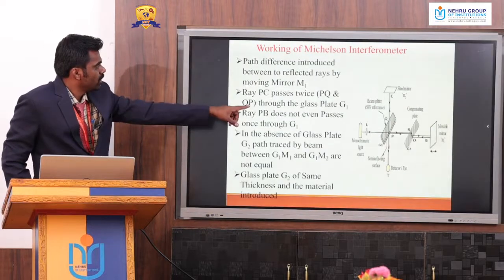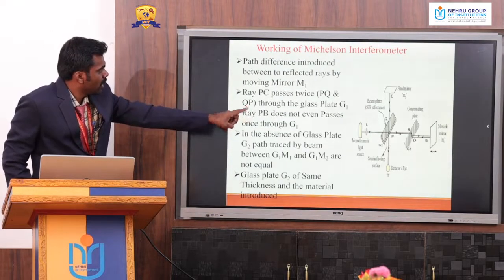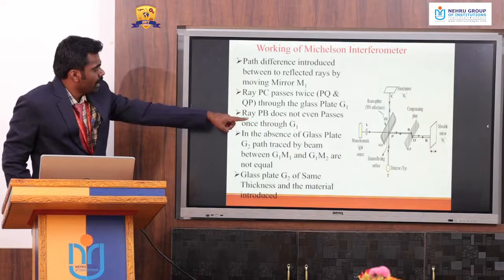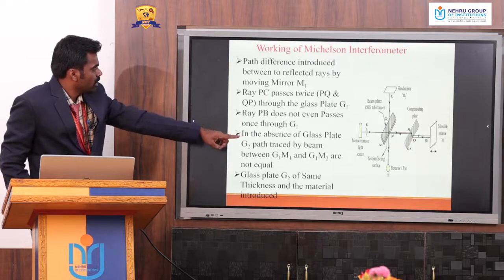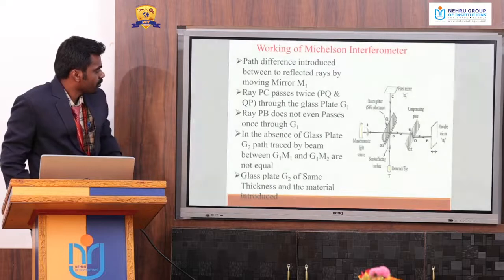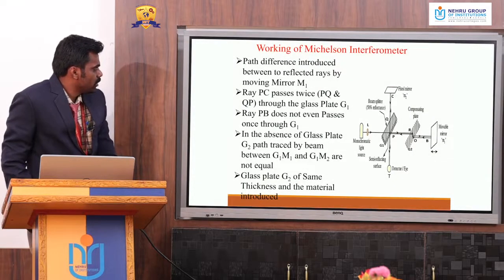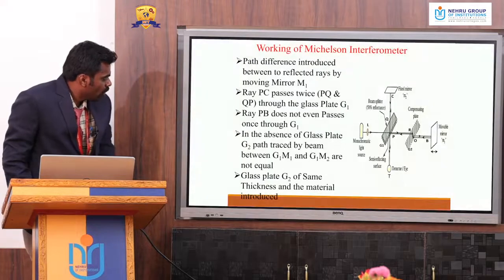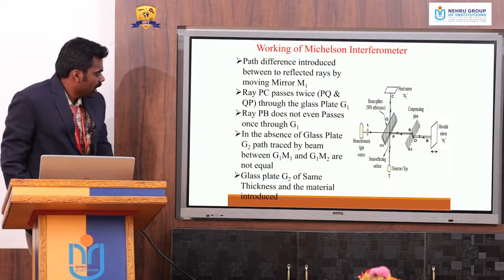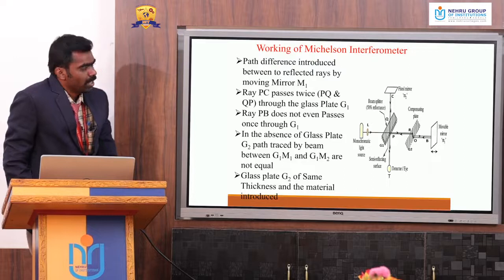The path difference is introduced between the rays reflected from mirrors M1 and M2 by moving mirror M1. The ray passes along PQ and QQ through the glass plate G1. The ray PB does not pass even once through G1. In the absence of glass plate G2, the paths traced by the beams to the telescope would be unequal. So the glass plate G2, of the same thickness and material, is introduced into the Michelson interferometer.